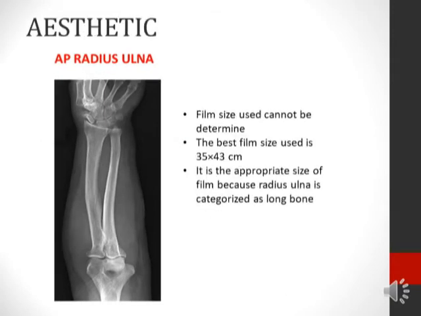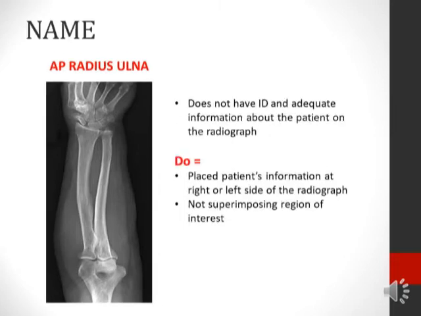So next is aesthetic. For this radiograph, film size used cannot be determined because I got it from the internet. So the best film size to use is 35 times 43 centimeter. It is the appropriate size of the film because radius ulna is categorized as lengthwise.